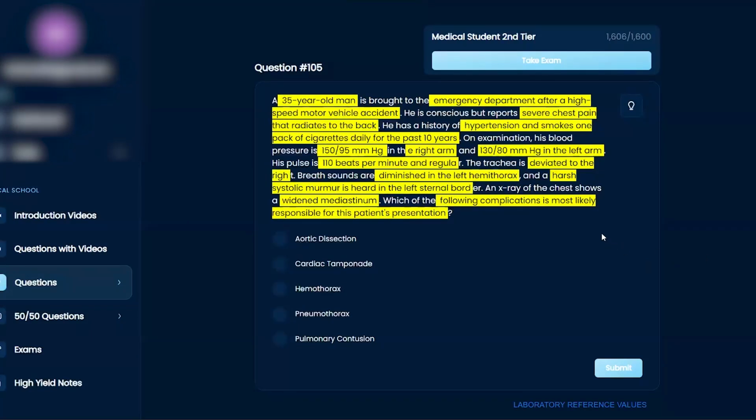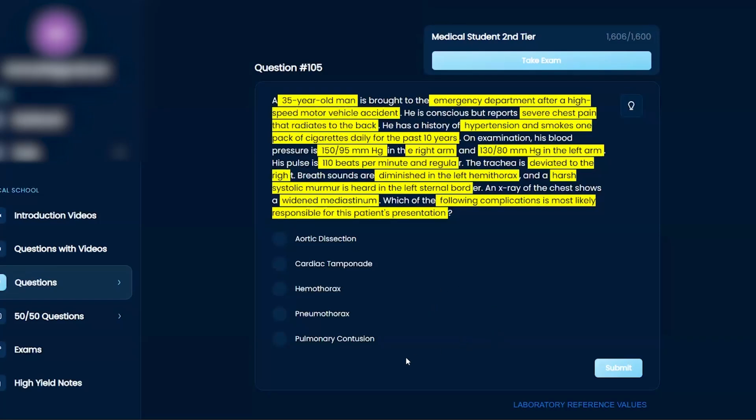Okay, work me through kind of, acute or chronic is here. Acute. Acute issue. Okay, he has a lot of pain that radiates to the back. One arm has a higher blood pressure than the other, right? Trachea is deviated. Breath sounds are diminished in the left hemithorax. Harsh systolic murmur on the left sternal border, and then chest X-ray shows widened mediastinum. So, you want to put the whole picture together here.